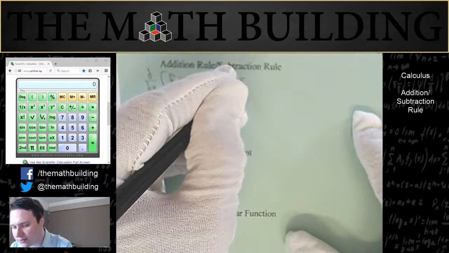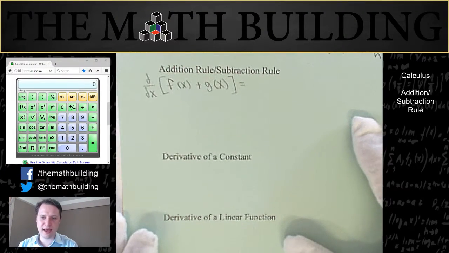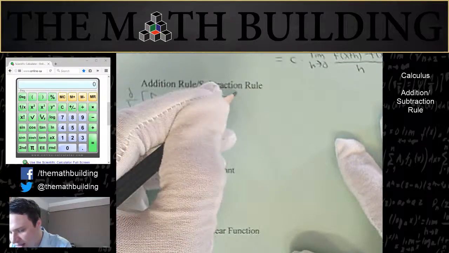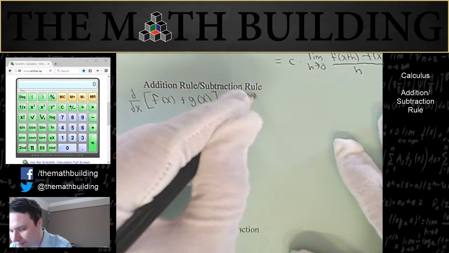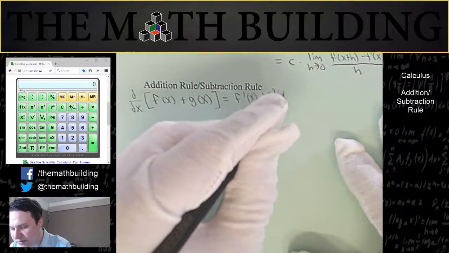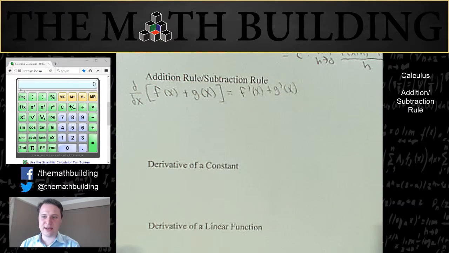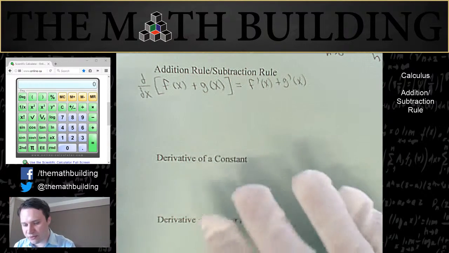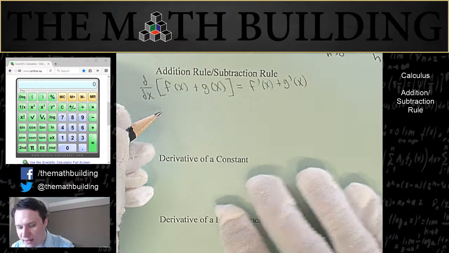And it turns out that if we have two functions that are being added together and we want to take the derivative, the answer is simply the two derivatives added together. So that's kind of nice. If I have two functions being added, I can just take their derivatives. So that's something you'll want to remember. So let's look at the proof of that.